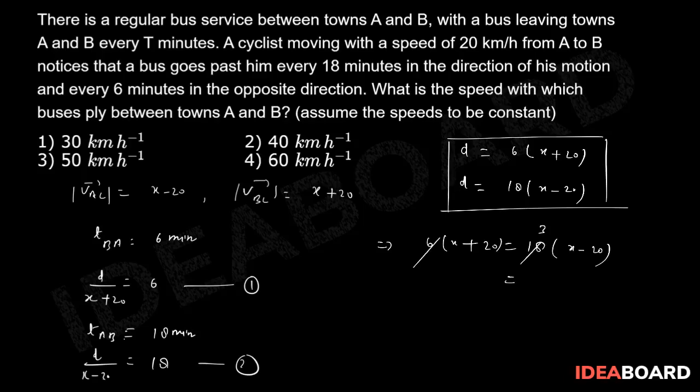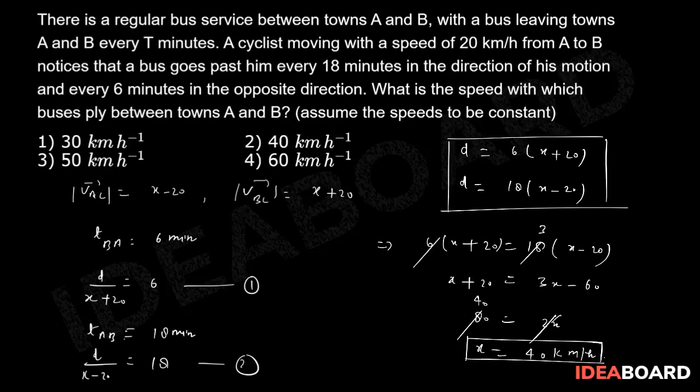So this will be 3 times, so x plus 20 is equal to 3x minus 60. So 2x is equal to 80. So here we achieve the value of x equal to 40 km per hour. So the velocity of the buses which ply between towns A and B should be 40 km per hour. So option number 2 has to be the right choice for us in this question.